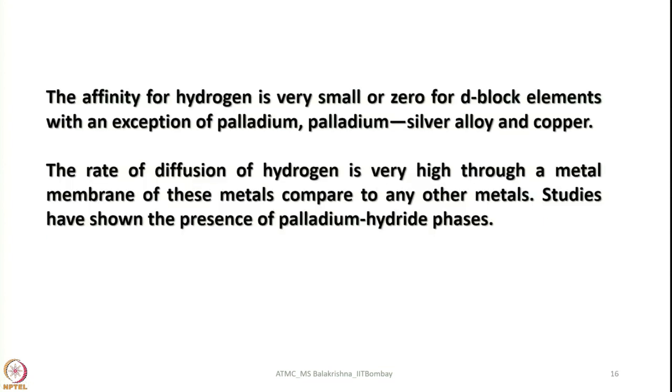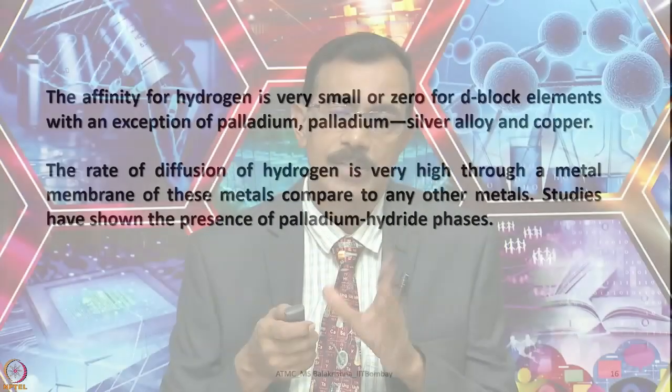The affinity for hydrogen is very small or 0 for d block elements, with an exception of palladium, palladium silver alloy and copper complex. The rate of diffusion of hydrogen through a membrane of this metal is very high compared to any other metals among the transition element series. Studies have shown the presence of palladium hydride phases. That is the reason palladium on carbon is widely used in hydrogenation reactions.